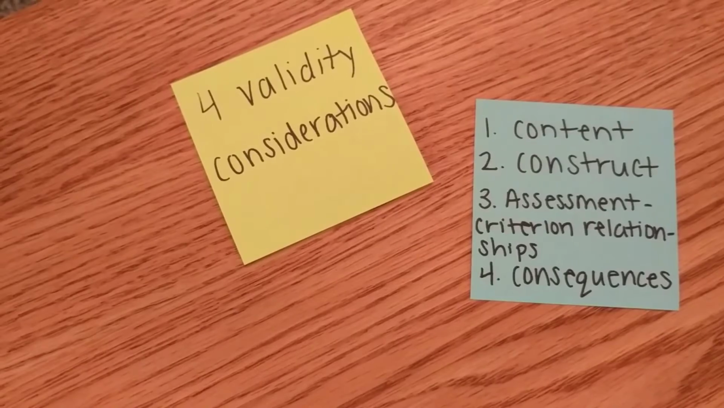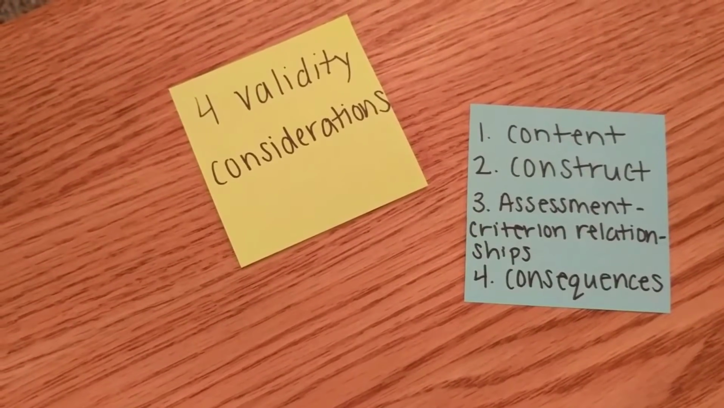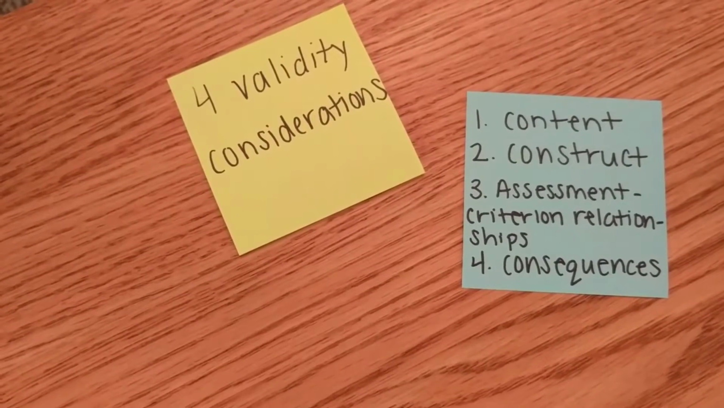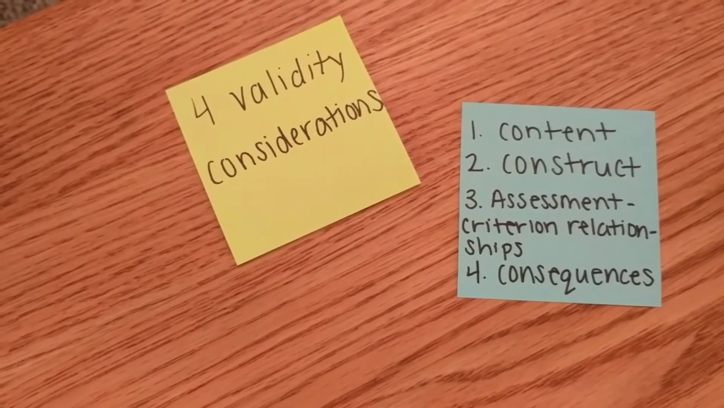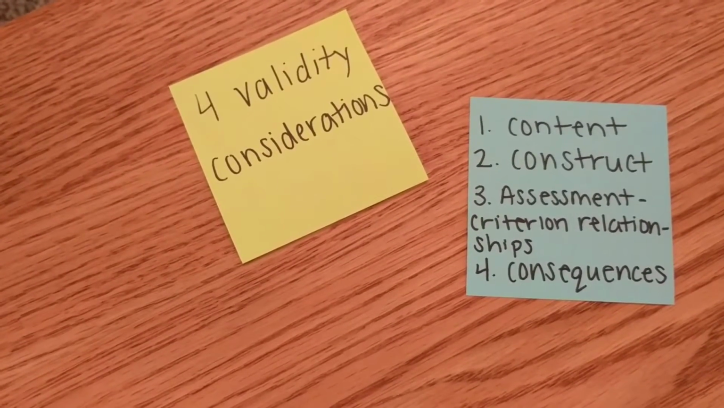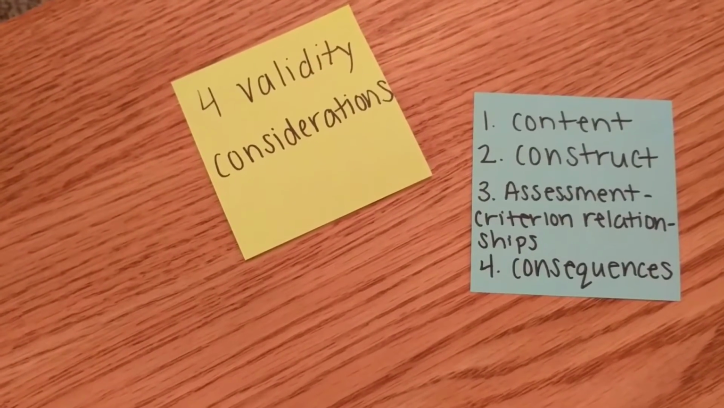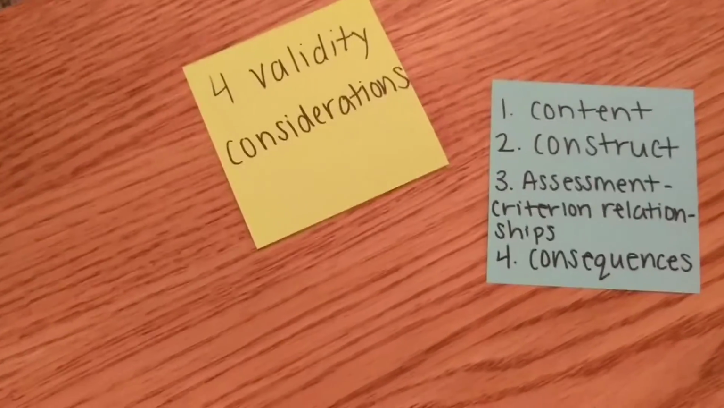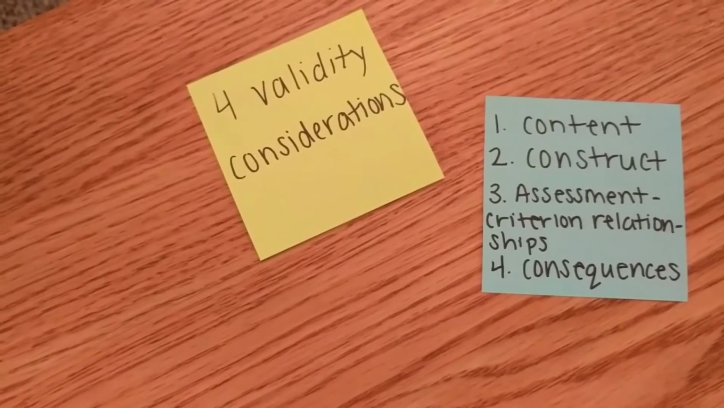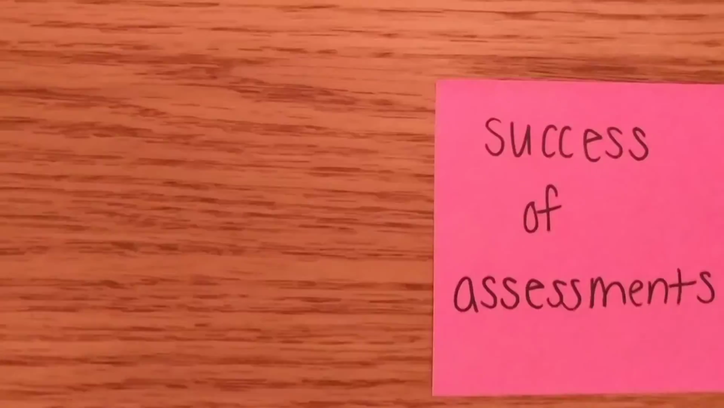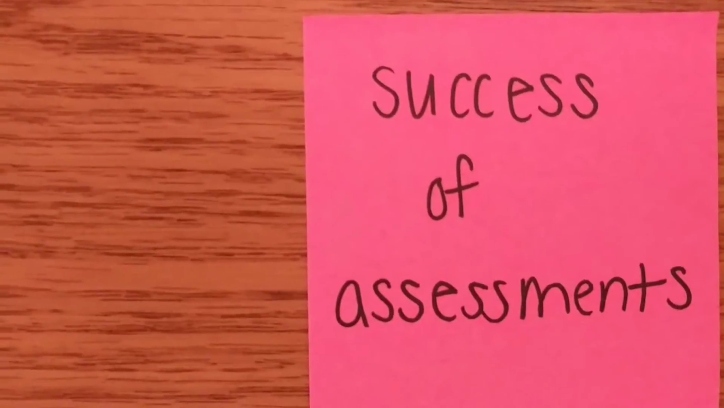Construct is analyzing whether the performance on the assessment shows that the student actually understood the concepts. Assessment criterion relationships allows us to predict the future performance of the student or estimates current performance on the content other than just the test. The consequence is being able to evaluate if the intended purpose for the assessment was actually accomplished. Many factors need to be taken into consideration with all assessments, not just placement tests.